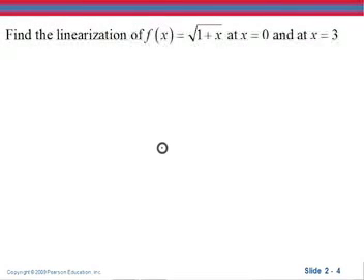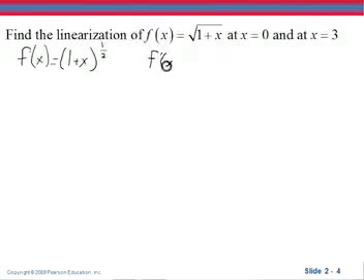Now here's an example. We have a function f of x equals the square root of 1 plus x, and we want to find linearizations at two different points, at x equals 0 and at x equals 3. The first thing I'm going to do is write f of x in power form. That is 1 plus x to the 1/2, because that will make it easier for us to find the derivative. If that is f of x, then the first derivative is a power rule. That's 1/2 times 1 plus x to the negative 1/2.